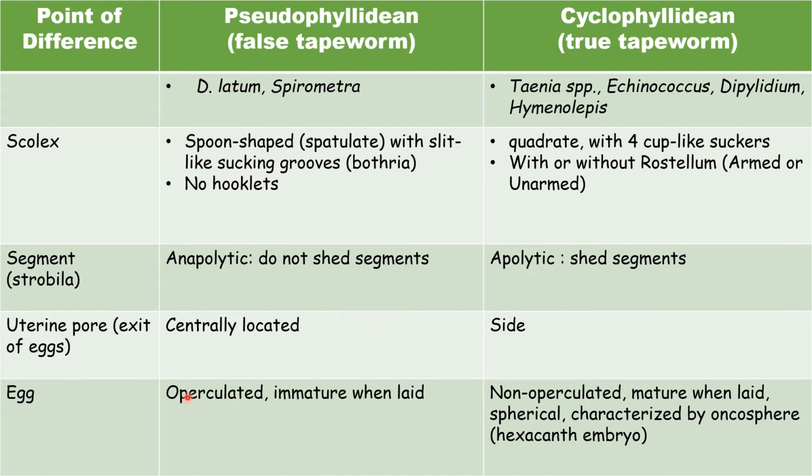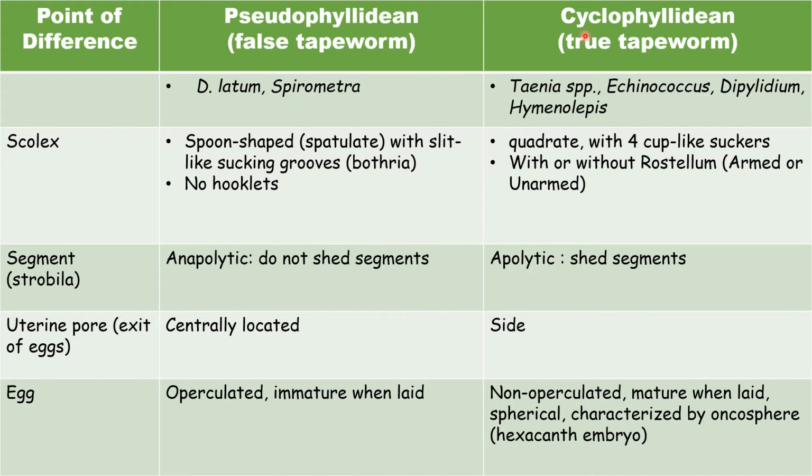Okay? While for the eggs, for the Pseudophyllidea, it is operculated. Later on, I have a picture of what we call operculated. Okay? So the egg being laid is usually immature. For the Cyclophyllidea, they are non-operculated, and mature when laid. So usually there is already an embryo inside of it. Okay? That is what we call the hexacanth embryo.